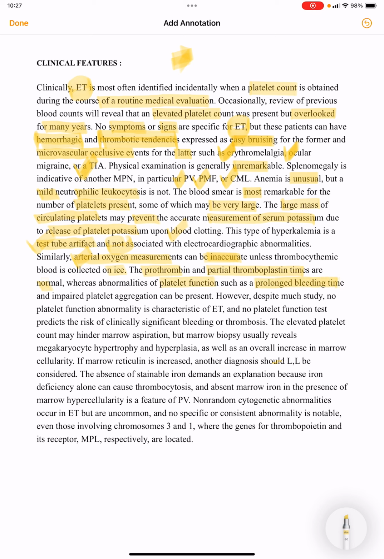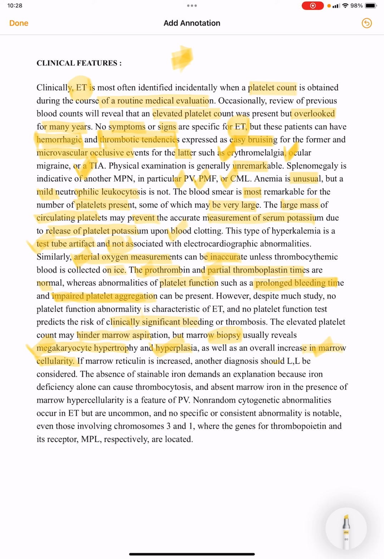No platelet function abnormality is characteristic of essential thrombocytosis, and no platelet function test will predict the risk of clinically significant bleeding or thrombosis. The elevated platelet count will hinder marrow aspiration, but a bone marrow biopsy will reveal megakaryocyte hypertrophy and hyperplasia, and an increase in marrow cellularity. So the marrow will be more cellular, with megakaryocyte hypertrophy and hyperplasia.